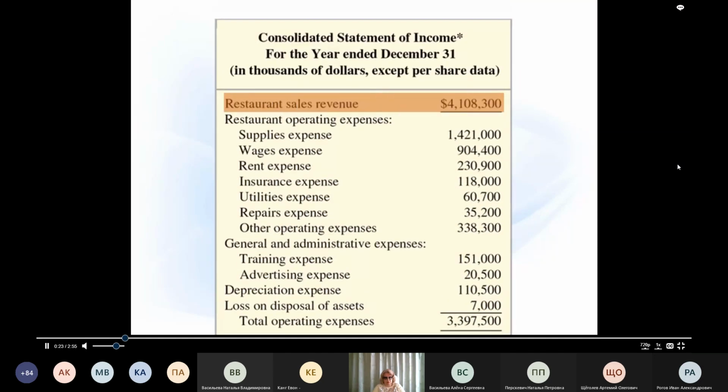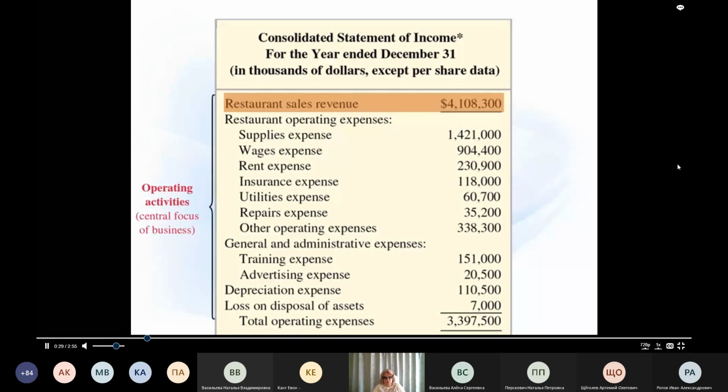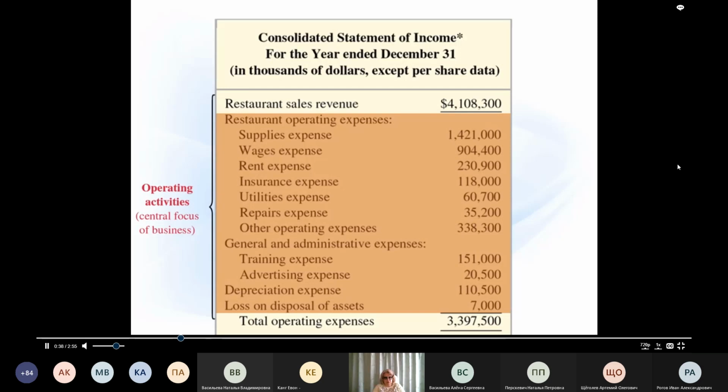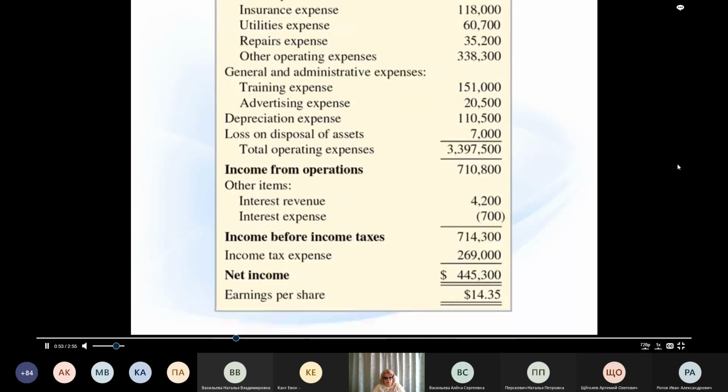Revenues are defined as increases in assets or settlements of liabilities from the major or central ongoing operations of the business. Operating revenues result from the sale of goods or the rendering of services as the central focus of the business. Expenses are outflows or the using up of assets or increases in liabilities from ongoing operations incurred to generate revenues during the period. Not all cash expenditures are expenses. Only those that generate revenues are called expenses.